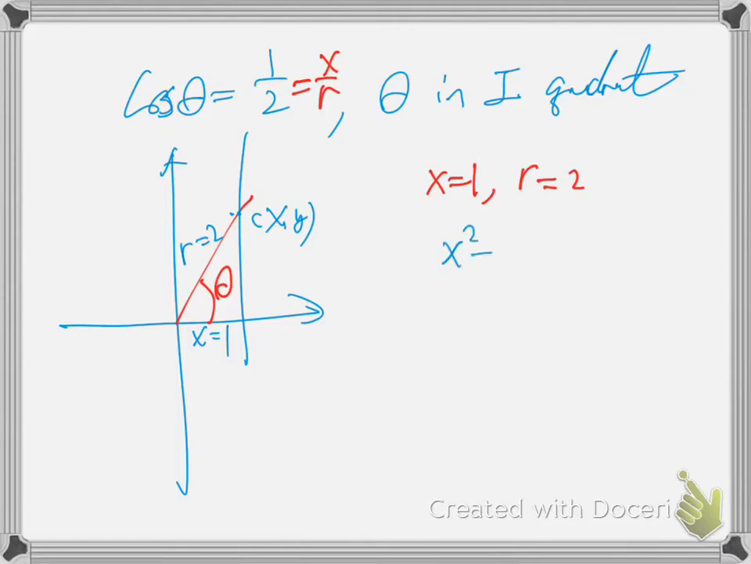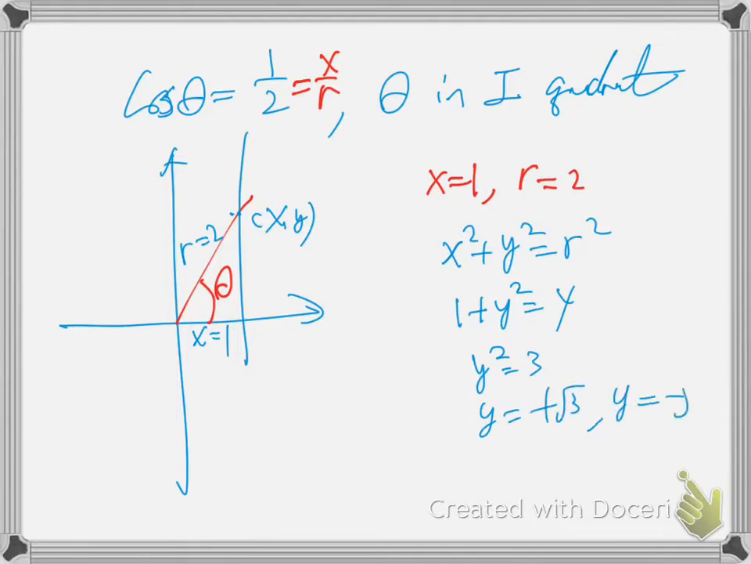What is y? x squared plus y squared is r squared. If you don't remember, it's 1, radical 3, 2, a special right triangle. Use the Pythagorean theorem. So 1 plus y squared is 4. y squared is 3. So y is positive radical 3, or y is negative radical 3. So the picture gives us positive. Okay, positive. So this is x, y, and r.